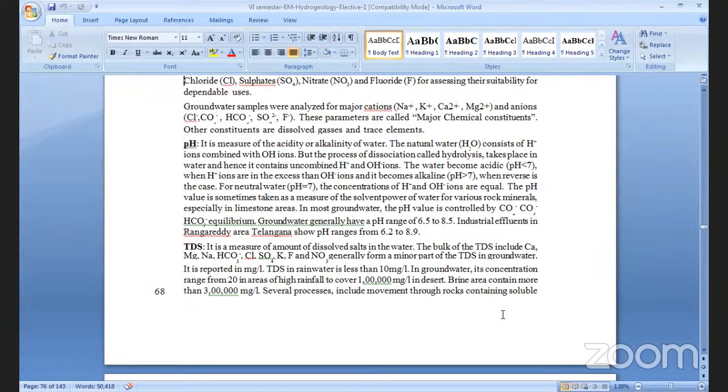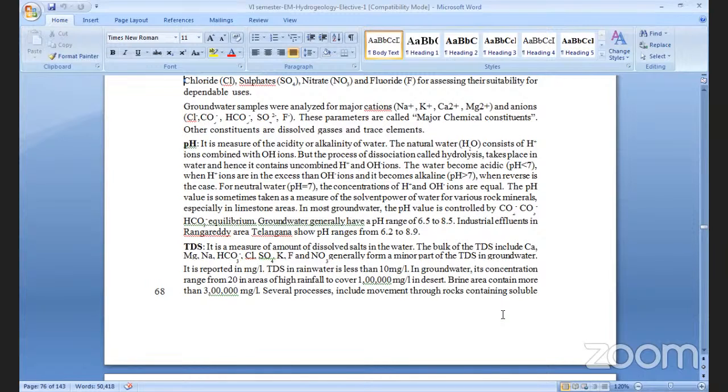In the reverse case, for neutral water, we know that the pH is equal to 7. Neutral water always contains a pH of 7, and the concentrations of H+ and OH- are both equal. So at that time, it is formed as H2O. It is in a neutral stage.